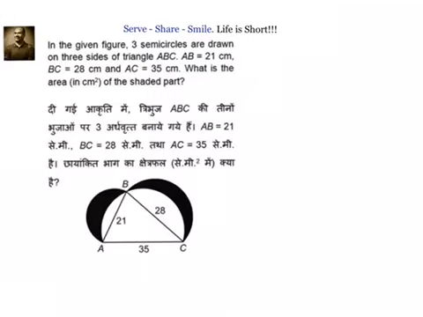Let's try to solve some geometry problems related to 9th and 10th class for competitive exams. In the given figure, three semicircles are drawn on three sides of triangle ABC. AB is 21, BC is 28, AC is 35. What is the area of the shaded part?